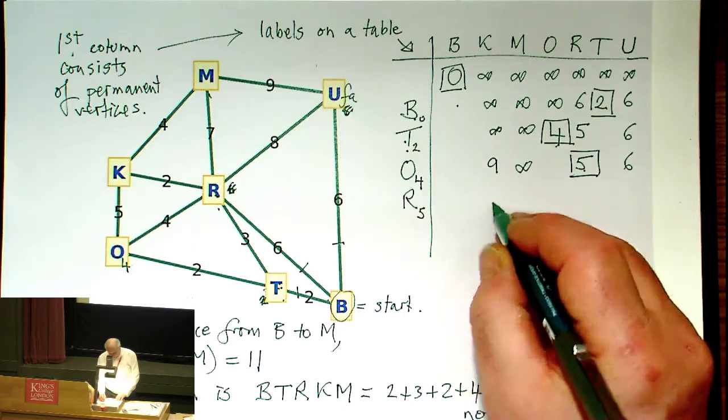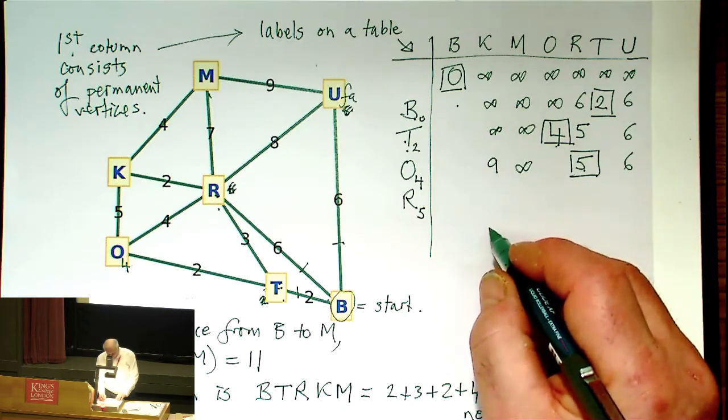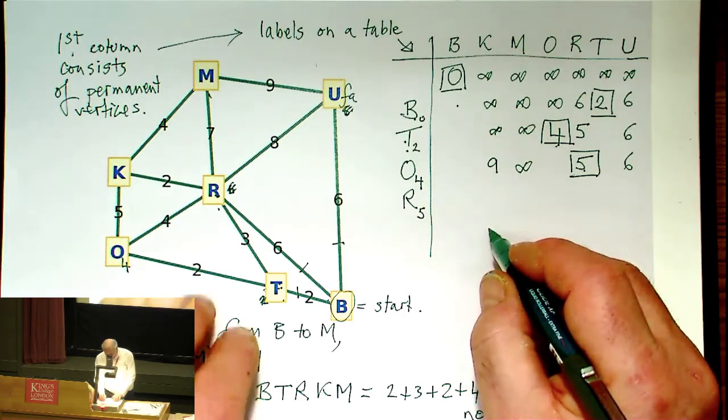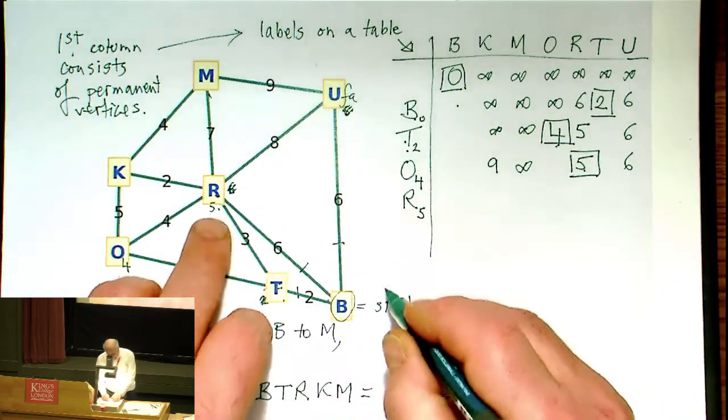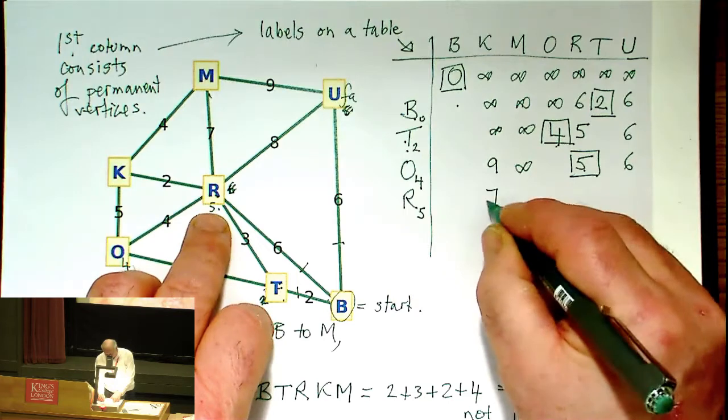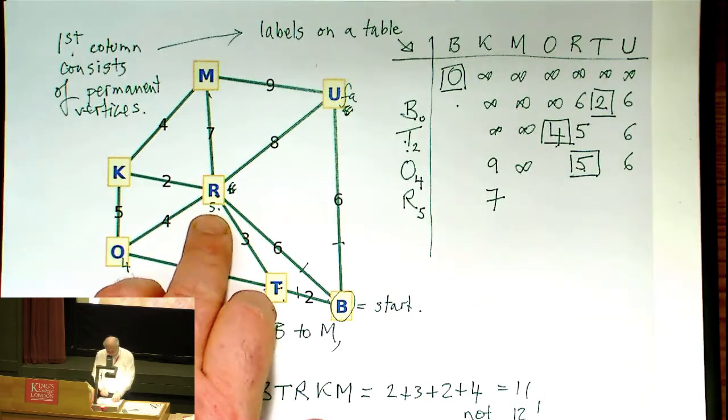And then we scan R. Well, we're almost finished. R can see K, and since we got to R in 5, it can get to K in 7. So that's an improvement on 9. So I replace the 9 by the 7.